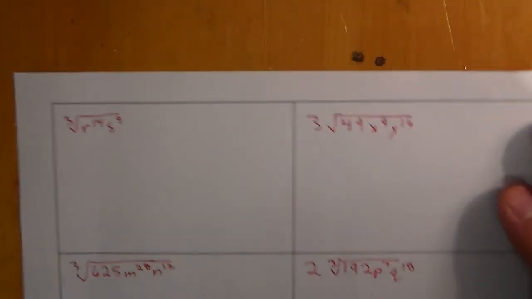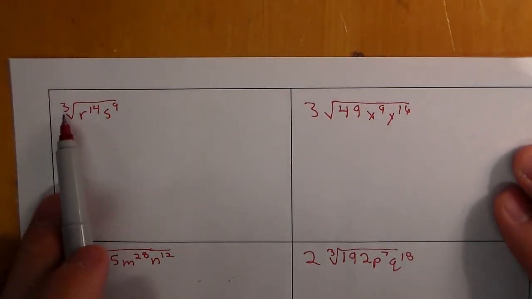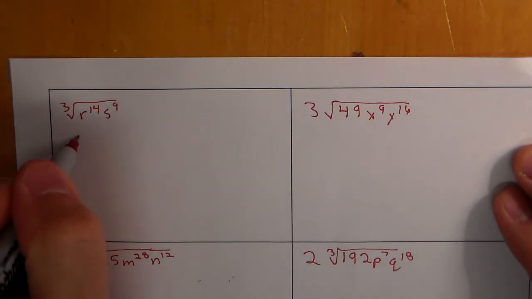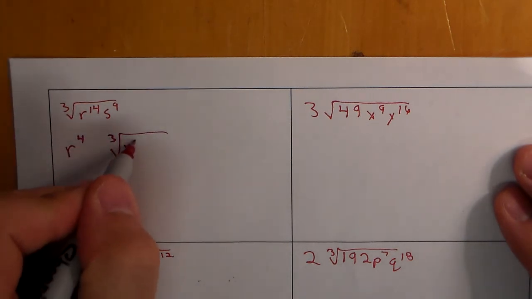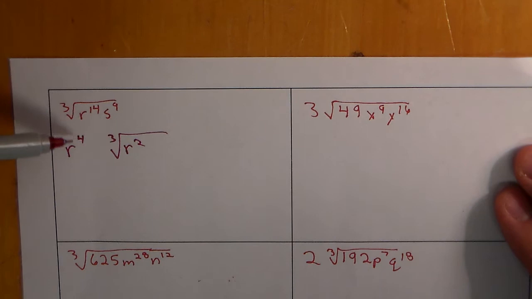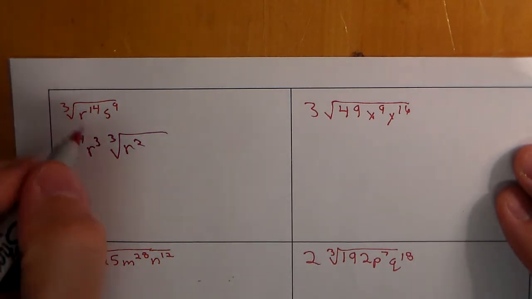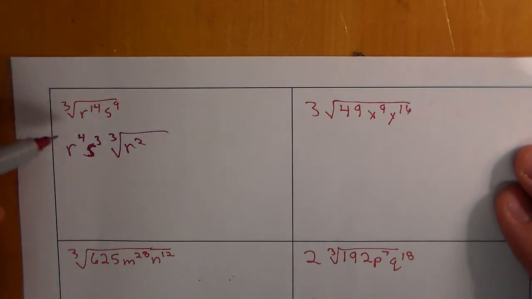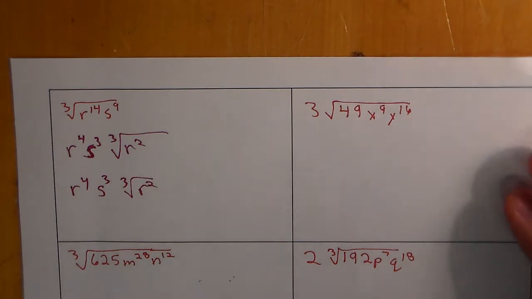So now we keep going. If we had the third root of r to the 14th s to the 9th, 14 divided by 3 is 4. So 4 sets are going to come out. It doesn't divide evenly. There's 2 left over. So r squared stays on the inside. So really, 4 times 3 is 12 with 2 left over. And you should always have less amount of exponents left than the index of the radical. S to the 9th. 9 divides by 3 evenly, so it's going to be s to the 3rd on the outside. So we'd read this as r to the 4th, s to the 3rd, cube root r squared.